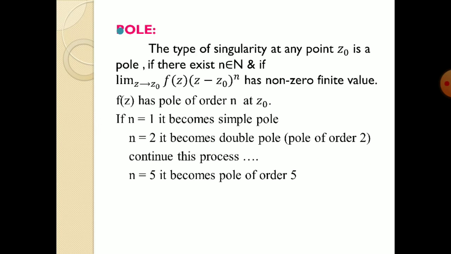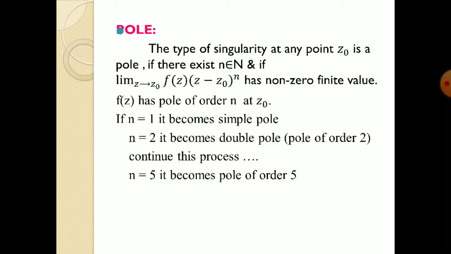Next one, pole. The type of singularity at any point z0 is a pole if there exists n belonging to N such that the limit as z tends to z0 of f of z into (z minus z0) whole power n has a non-zero finite value. That is, the limit value of the function f of z into (z minus z0) whole power n as z tends to z0 will have a non-zero and also finite value.